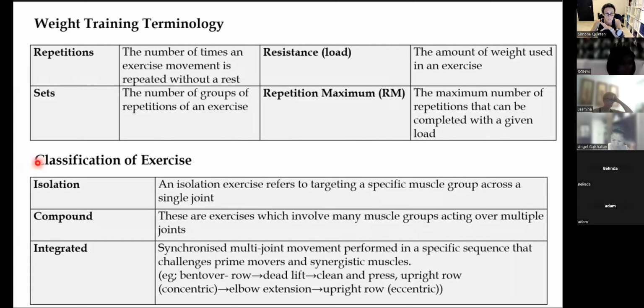Then again, classification of exercises. Again, isolation exercise is the same as what we had before. It's a single joint exercise. This is a double joint exercise. This is basically an integrated, a multi-joint exercise. Okay.